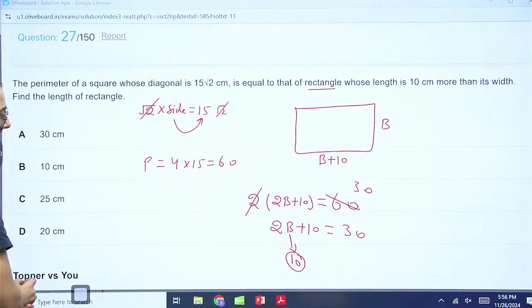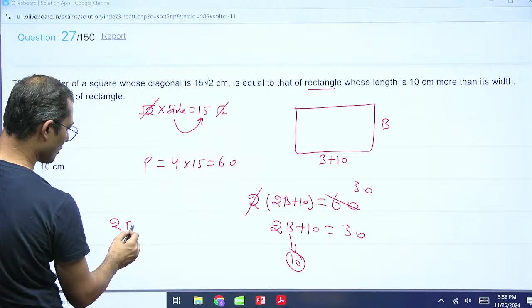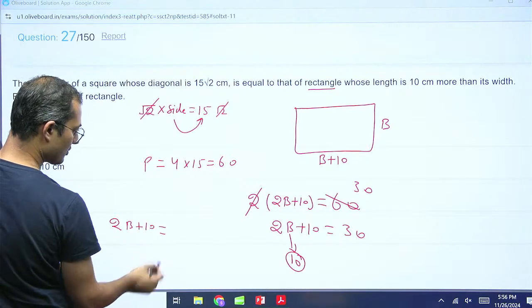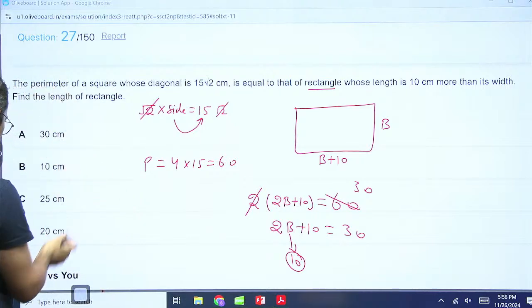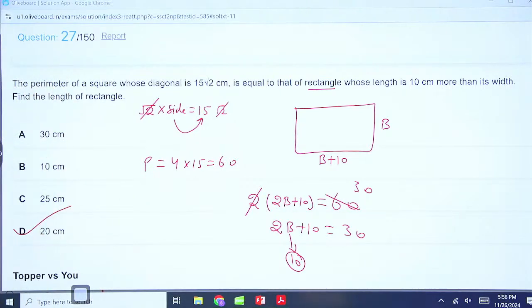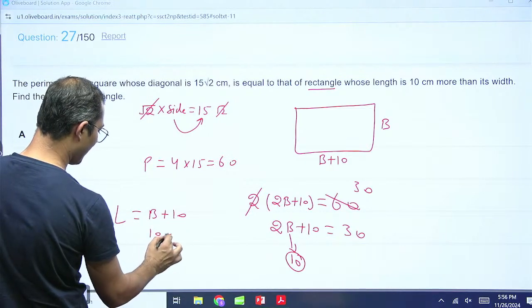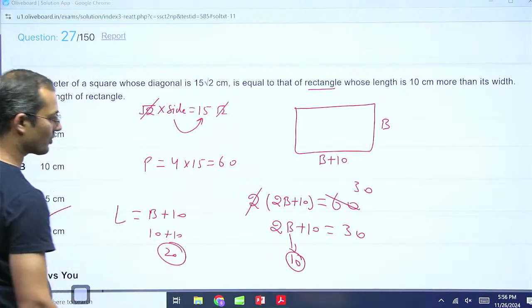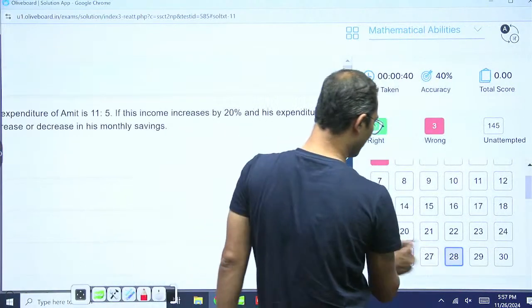What is the length of the rectangle? The length of the rectangle is b plus 10, right? So this is going to be 20. So D part is the right answer. Yes, D part is the right answer. See, length is equal to b plus 10 and b is equal to 10, 10 plus 10. So we can say that 20 is the right answer. Very easy question, right? This is one of the very easy questions.